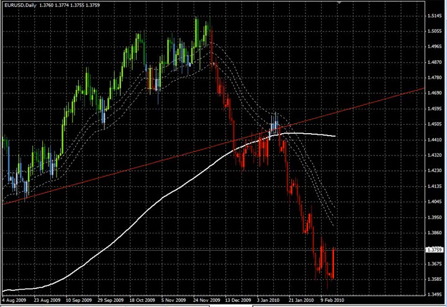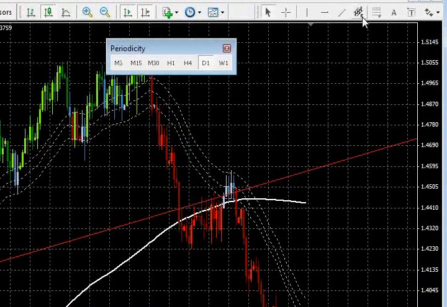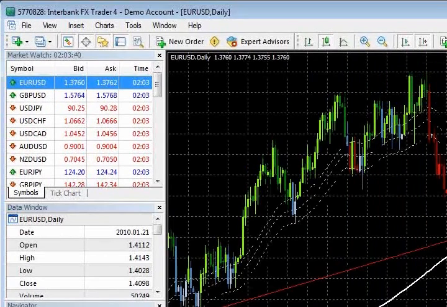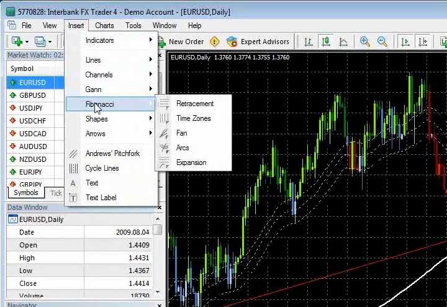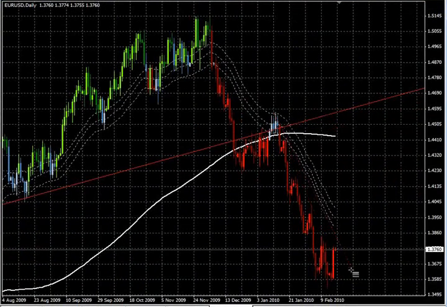Okay, so when you want to apply Fibonacci to a chart, you can either utilize the actual icon here that's in your menu bar, or you can go to Insert, Fibonacci, Retracement. Okay, now you notice I've got this on a black background chart. I just drew a Fibonacci, but none of us can see it, can we?